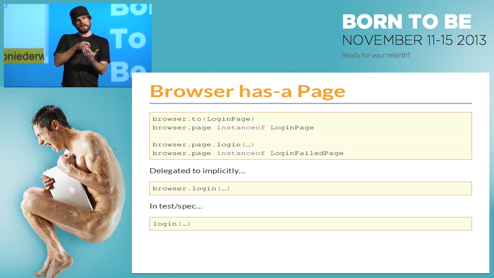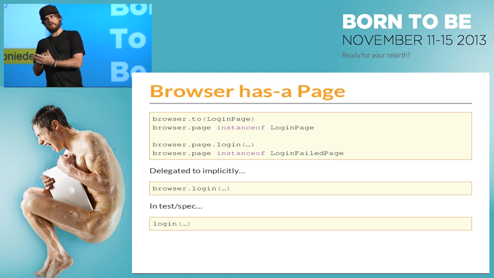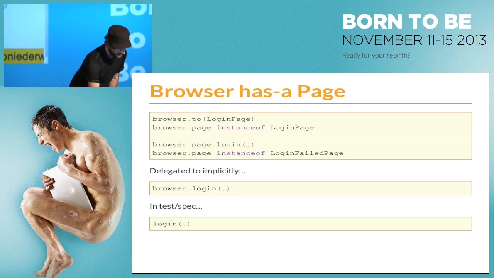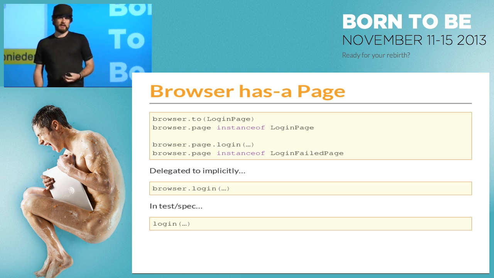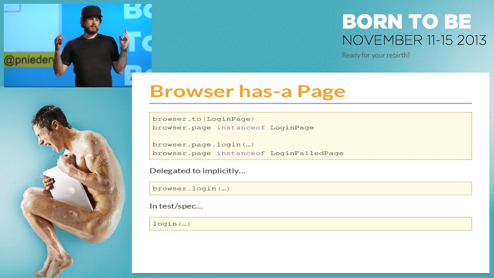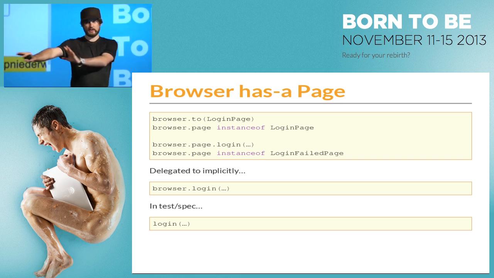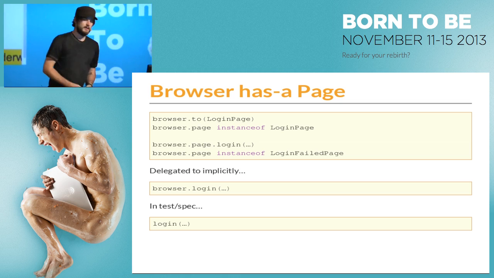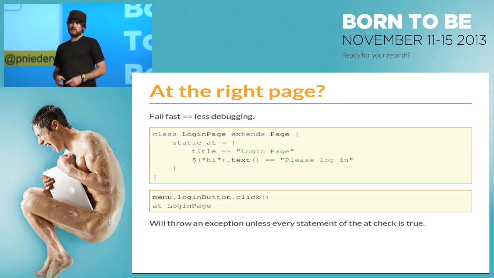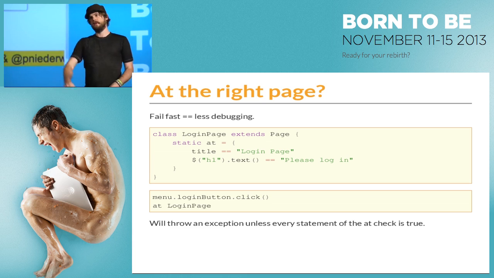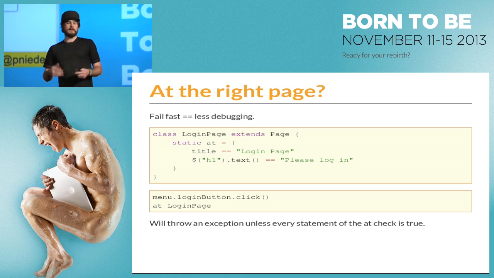The browser dynamically delegates to the page. In this next example, I have browser.login instead of browser.page.login, using Groovy's dynamism to just dynamically forward that method call on. Any method call that the browser receives that it doesn't know about, it will just say, page, please take care of that. And of course, in a test or a spec, we have dynamic delegation to the browser object. So I can just write login, and that's going via the browser to the page. It allows me to remove a lot of boilerplate from my actual code.